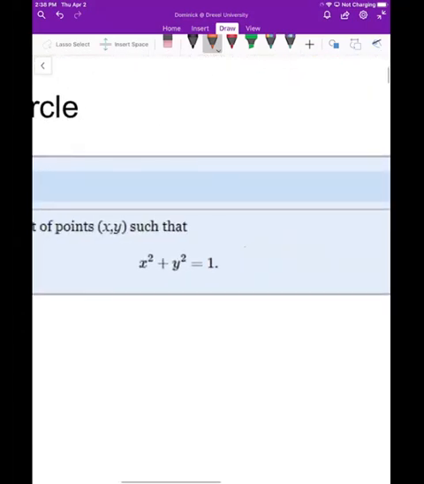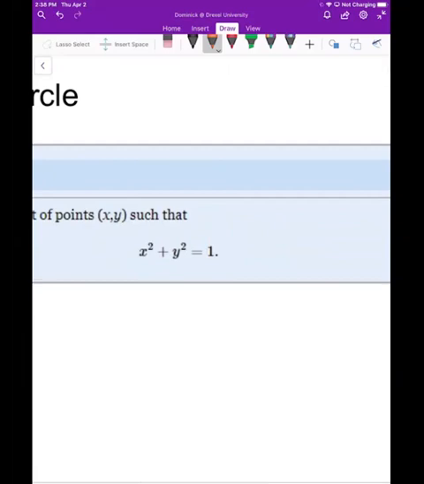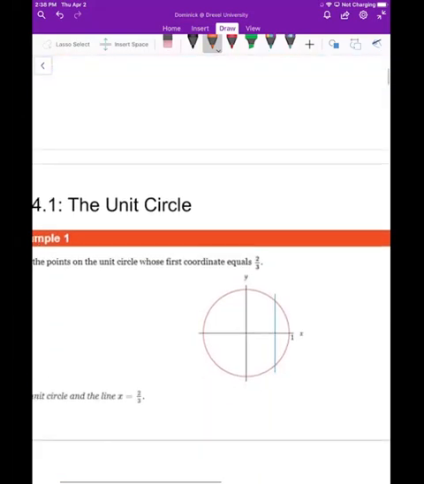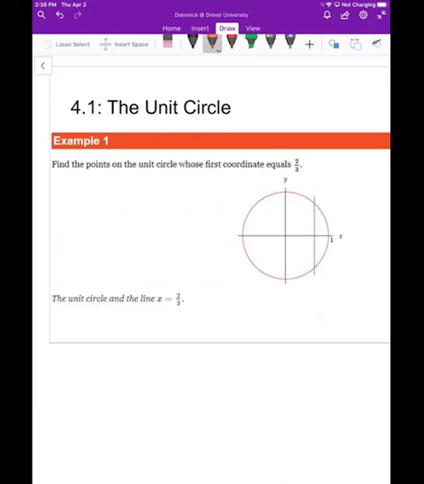The unit circle is made up of points x comma y, and they of course satisfy the equation x squared plus y squared is equal to 1, or else they're not on the unit circle. With that being said, in this first example we're going to find points on the unit circle whose first coordinate is 2/3. What does it mean for its first coordinate to be 2/3? That means that your x value is 2/3, and we want to figure out what corresponding y values there are. We're going to use the fact that x squared plus y squared has to equal 1.